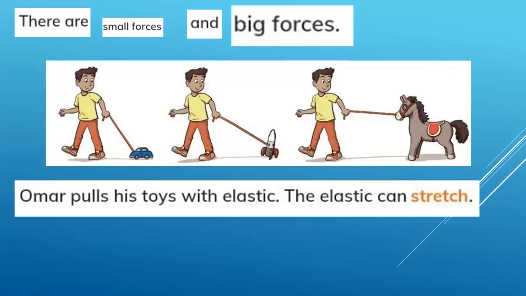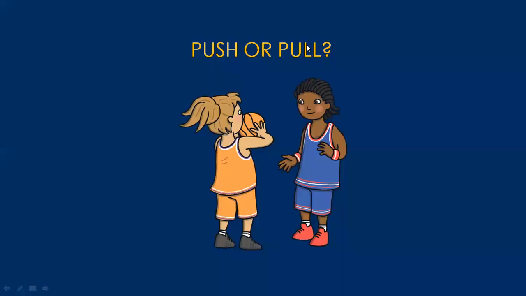Umar pulls his toys with elastic. The elastic can stretch. So elastic can stretch, but when the things are small, Umar is using small forces. But when the things are getting bigger or have more weight, what is he doing? He is using big force.